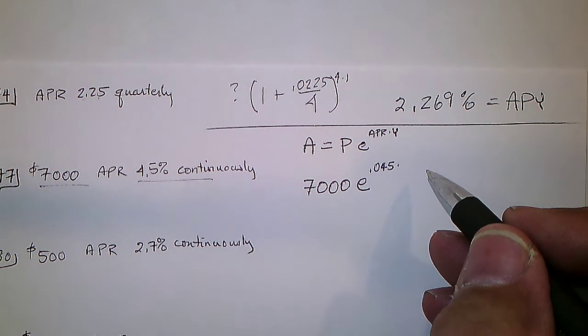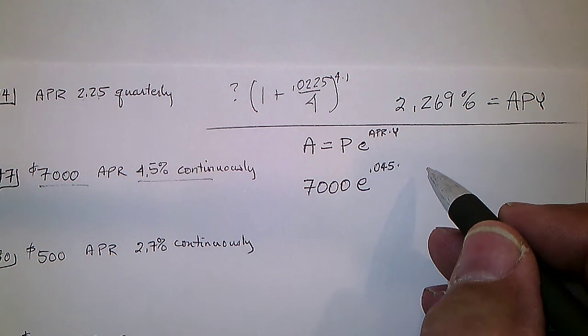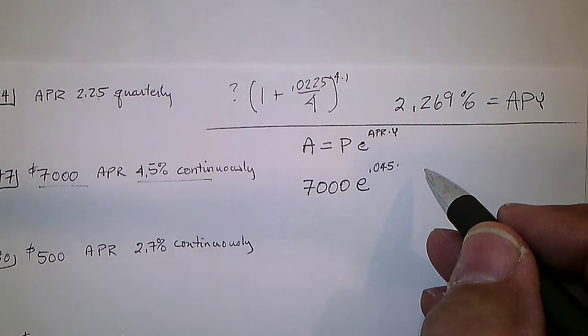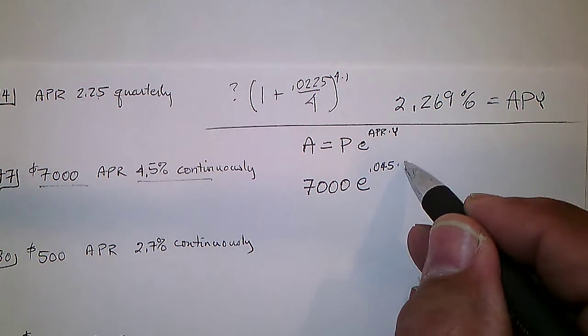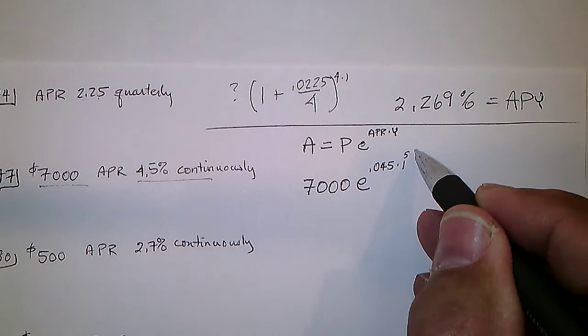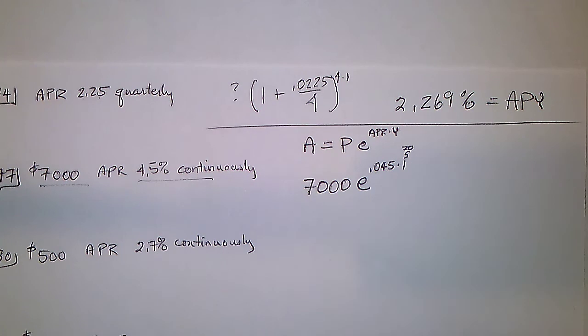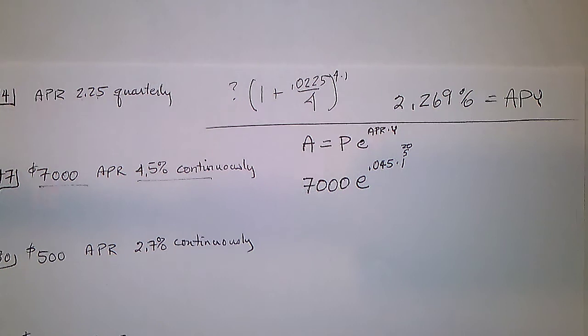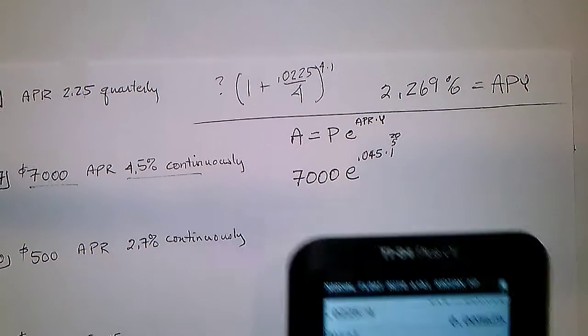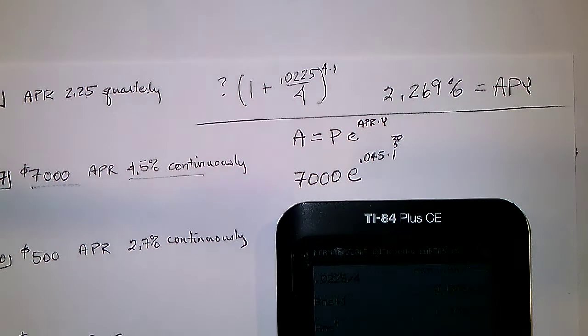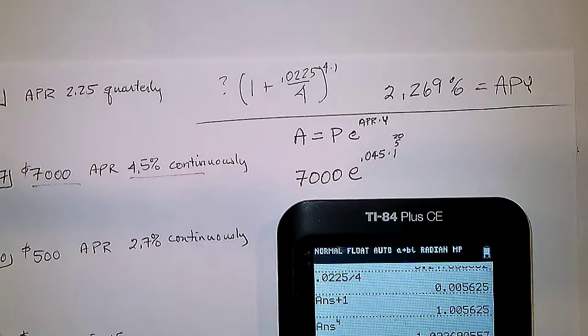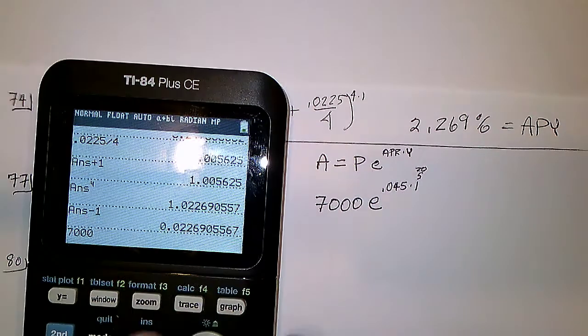Times, now are we just getting the annual percentage yield? Or actually, let's see here. We're supposed to do it for 1, 5, and 20 years, and get the annual percentage yield. Okay, so let's do it with 1. So we have 7,000. Put it over here so you can see it.